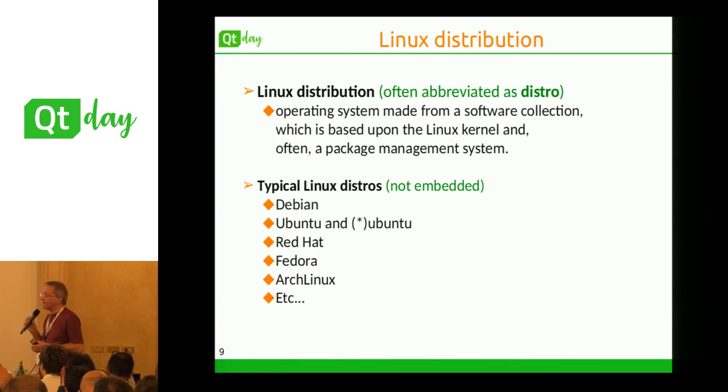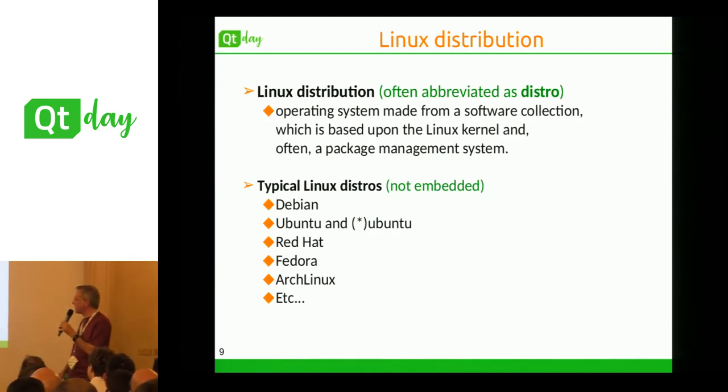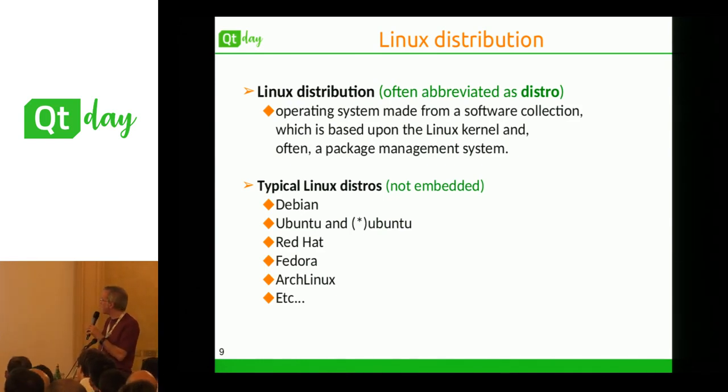So, what can we do with the Linux distribution? We can use a normal distribution or an embedded one. If we consider the normal distribution, we have several possibilities. Those listed here are not embedded. We can have the Debian family, including Ubuntu and all the variants, and Red Hat, Fedora, and many other variants. There are a lot of other distributions available, of course.